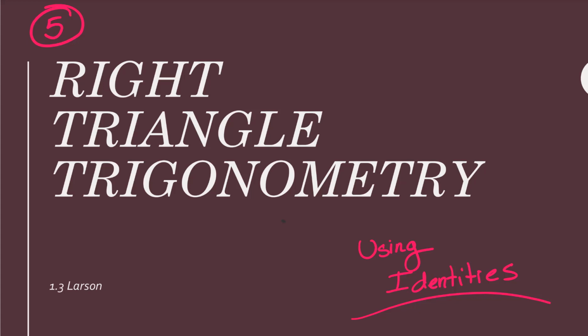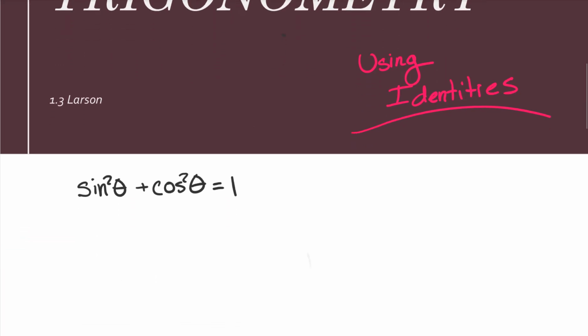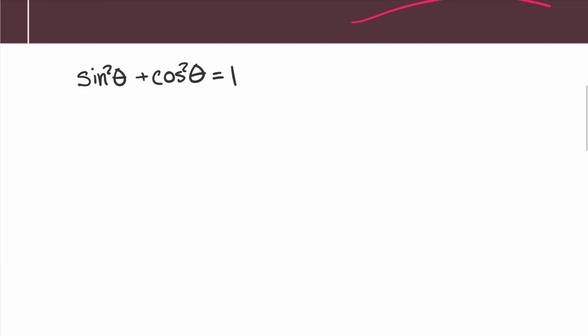Let's use some identities here. Let's go mess around. This might be similar to something you might see. That's kind of similar. Right back to it. Sine squared of theta plus cosine squared of theta is equal to 1. Big concept. We've got to know it.